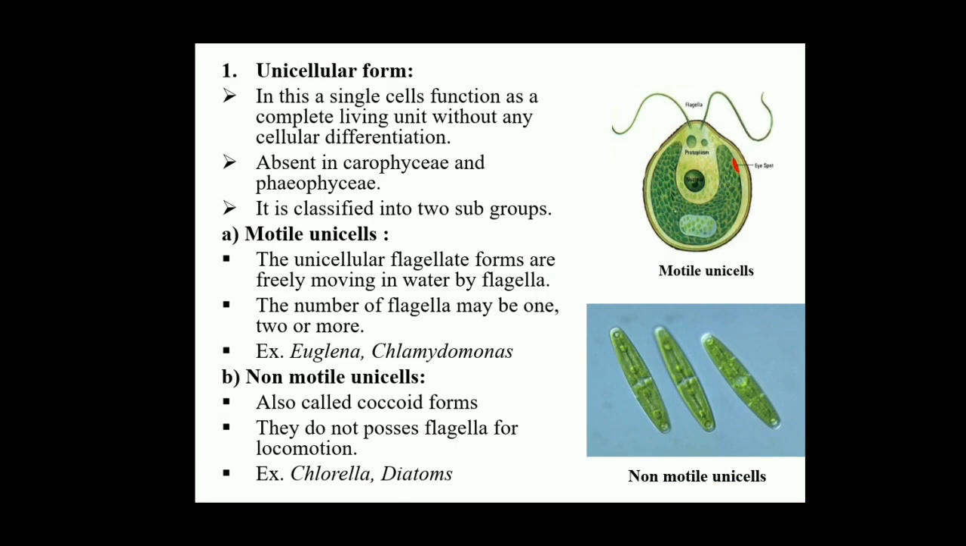The number of flagella may be 1, 2 or more. It is based on species. The examples are Euglena and Chlamydomonas.